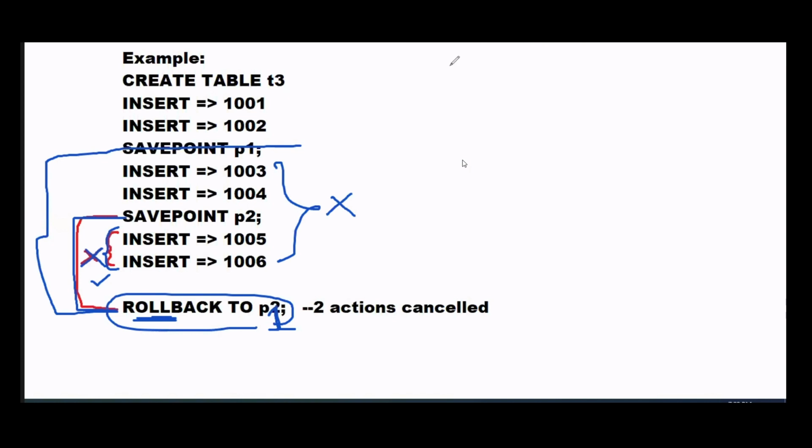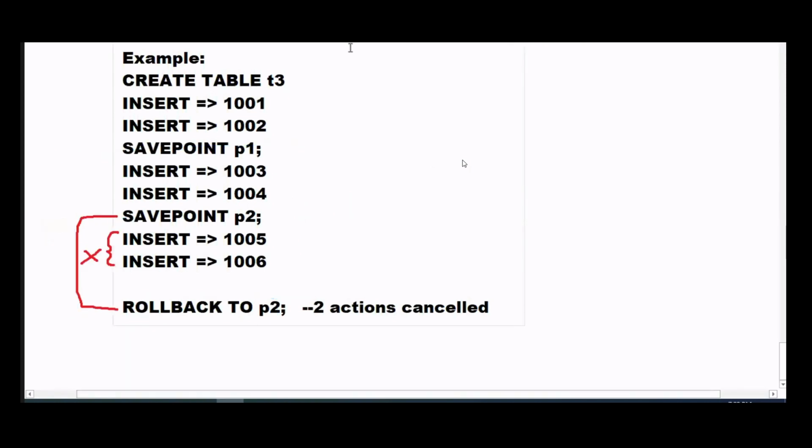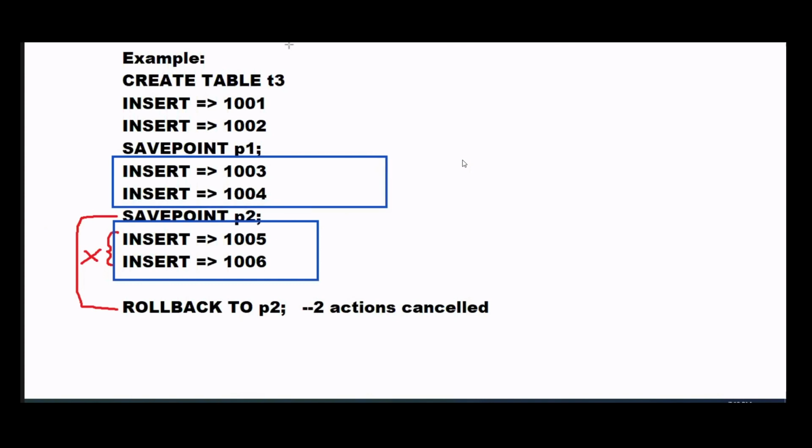Listen. Some students ask like this: sir, I don't want to cancel these 1005, 1006 insertions. Directly, I want to cancel these two insertions only, sir. Is it possible with rollback, sir? No, not possible. Without cancelling these last two actions, 1006 and 1005, you cannot cancel these actions. You cannot cancel middle actions.